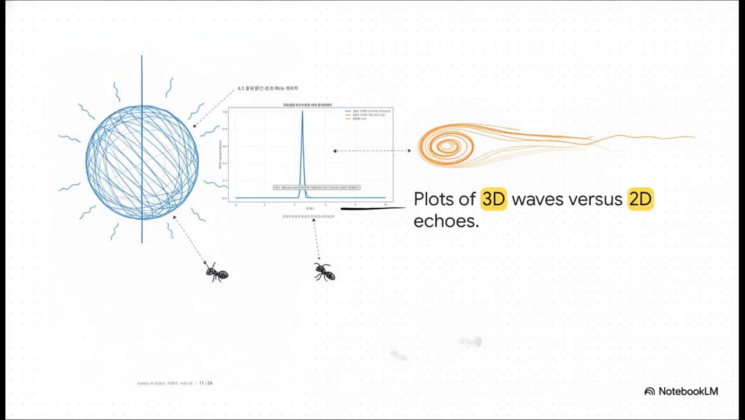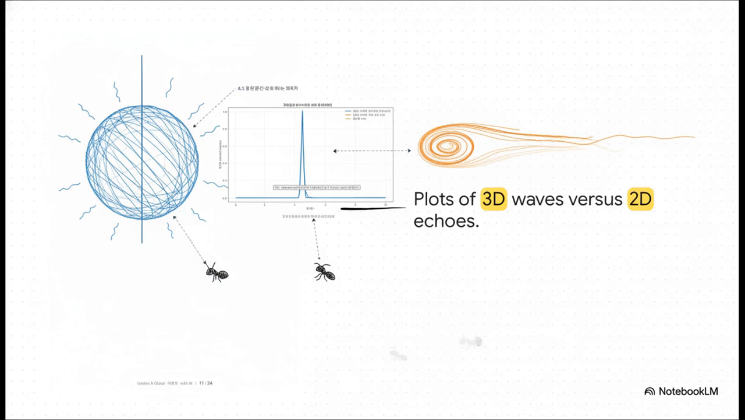That blue line right there represents our 3D space, a sharp, instantaneous spike representing that clean flash of light. It hits you and it's gone. But the orange line represents the 2D ant universe. Notice how it spikes and then kind of drags out over time? That mathematical drag has a beautiful, almost poetic consequence for black holes.